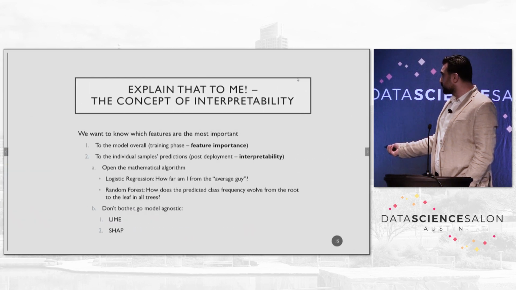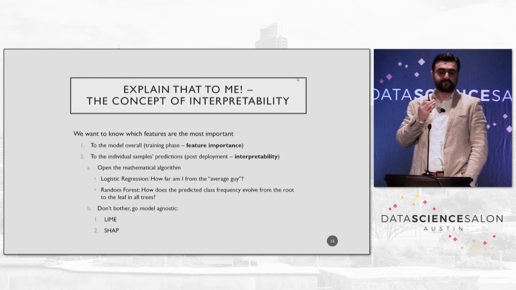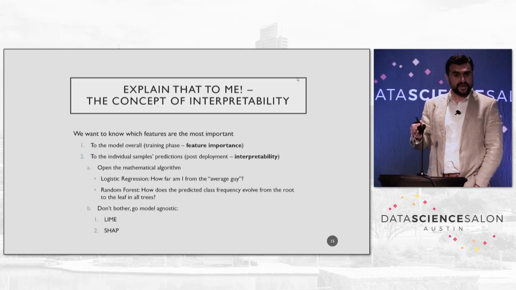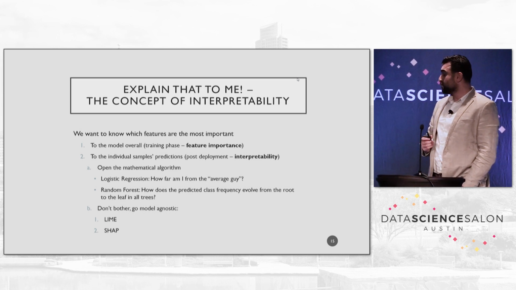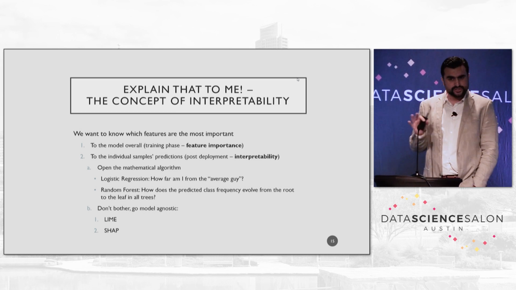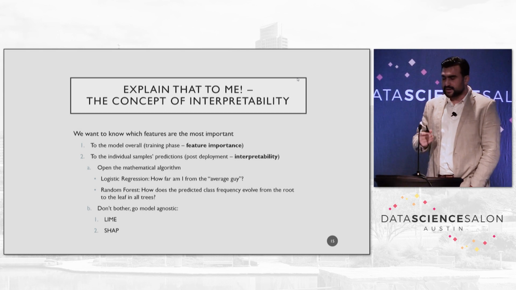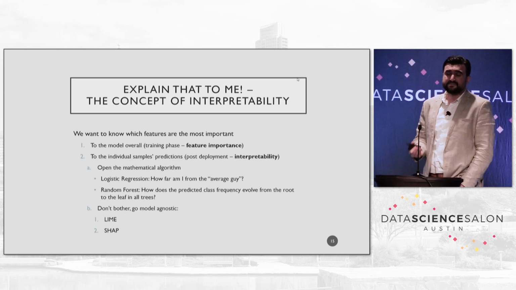So after deployment, how do we get the contributions of each attribute to the final decision of a machine learning model? In general, we have 2 approaches to this. One, we either open the mathematical algorithm, right? If it's simple enough. If you can do it, right? This may be preferable.